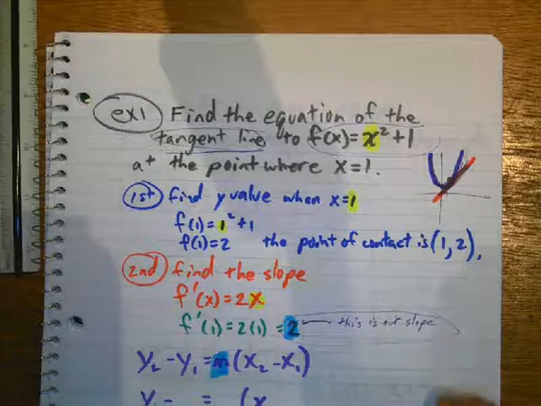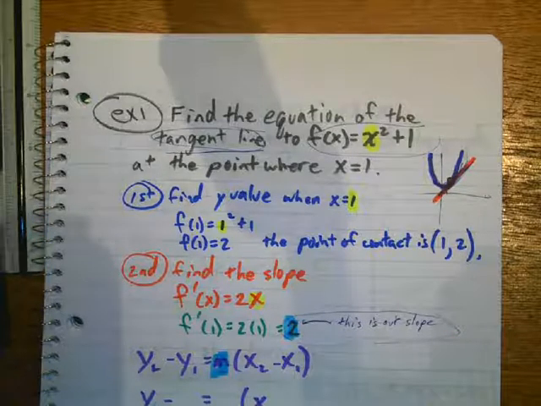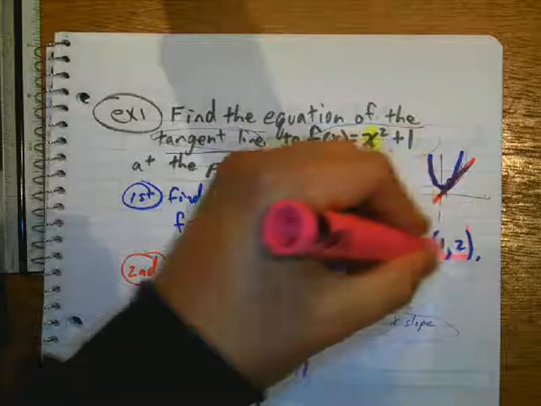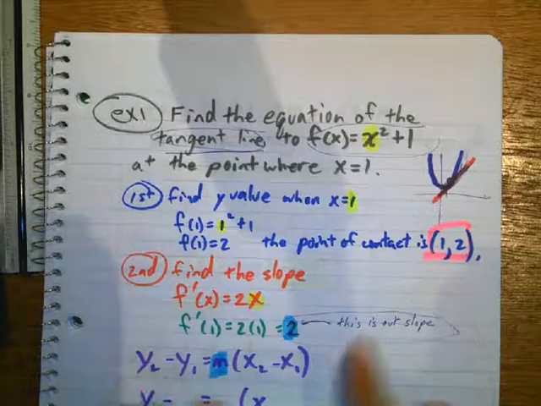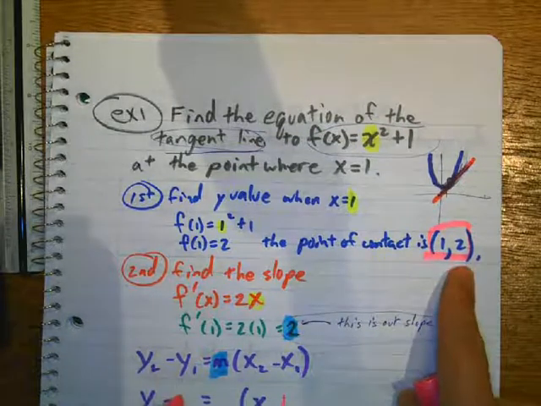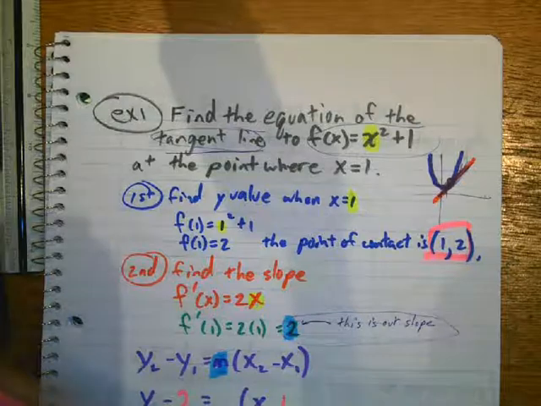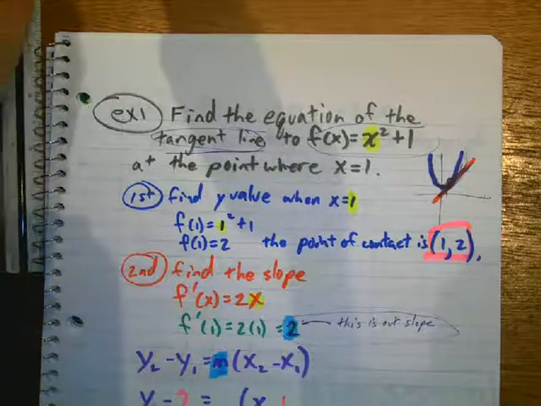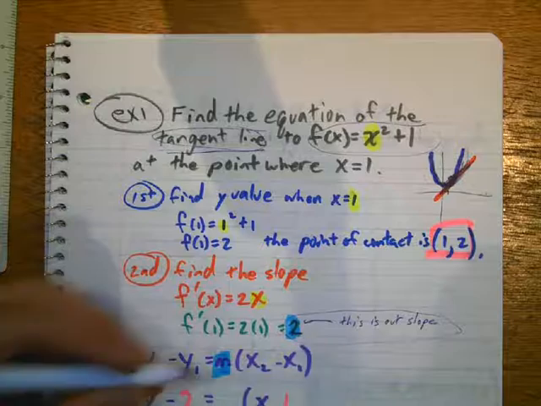So we're going to replace this x value here with 1 and the y value here with 2. And we said our slope is 2, right?